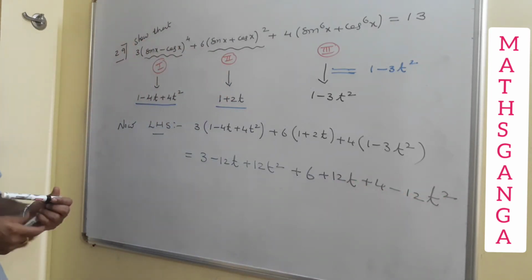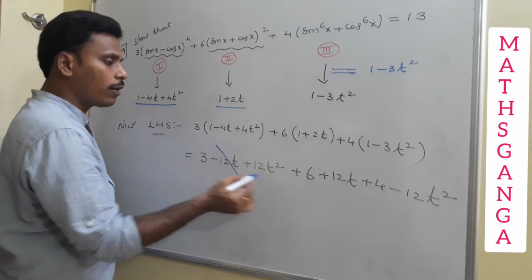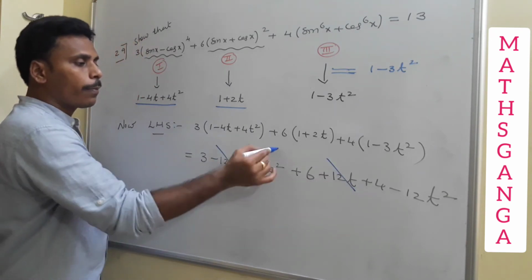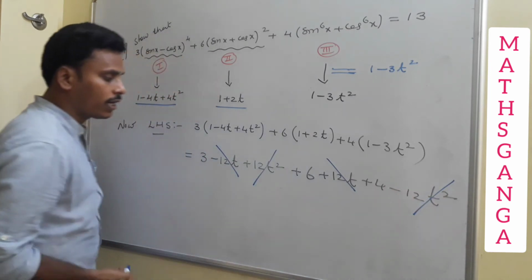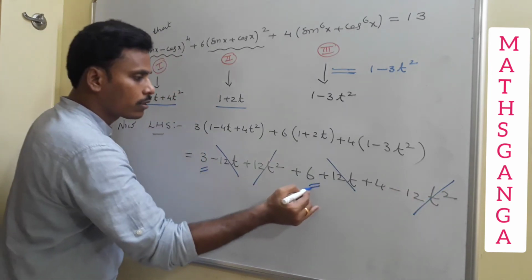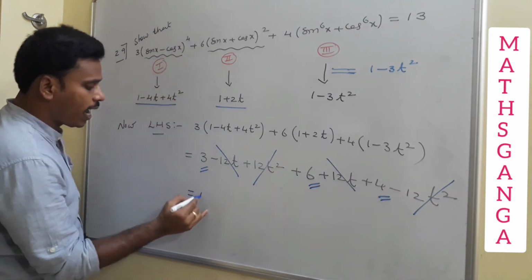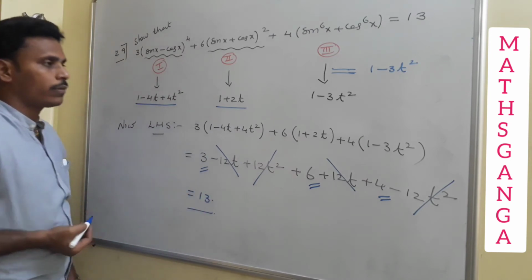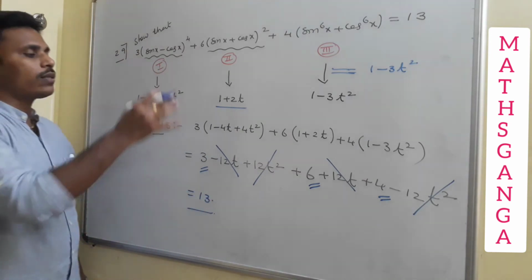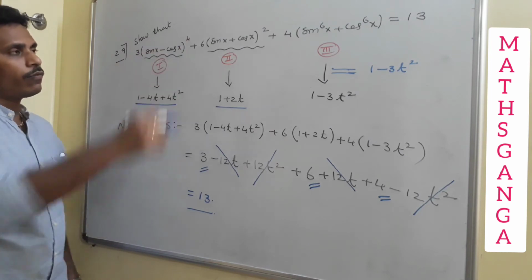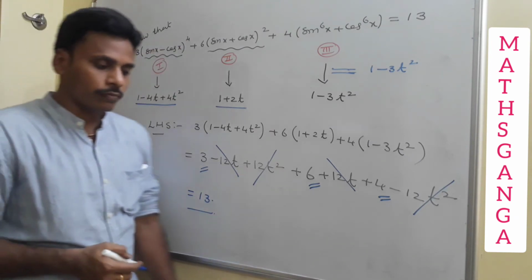And now have a look at this. This minus 12t and plus 12t get cancelled. Plus 12t square and minus 12t square get cancelled. You are left with 3, 6 and 4. If you add, you get 13. So have a look at this. This is one simplification for the problem.